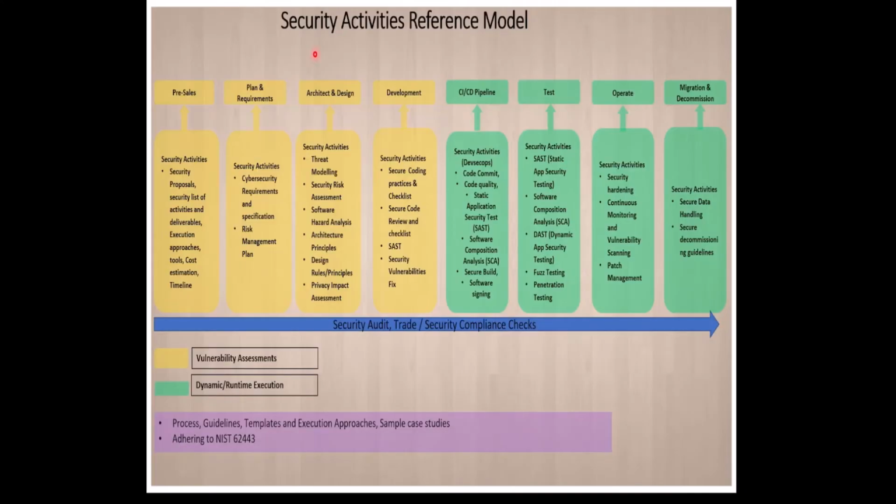Okay, before going to the execution, we will see the sample security activities reference model. I explained the reference model in the first session itself. If you need more inputs, you can refer to the first session. Pre-sales is one of the preliminary assessments in the development life cycle. When we create the security proposals, what all the security considerations we need to do, that aspect we are discussing now. Majorly the execution approaches, tools, cost, estimation, timeline for the activities, all these aspects we can discuss now.